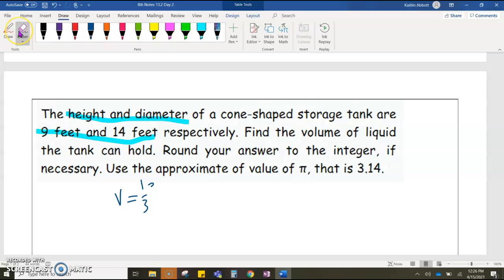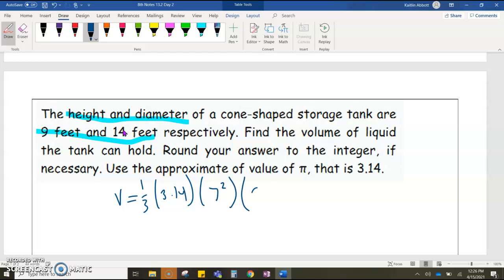1/3 times 3.14 times the radius. So we don't want diameter, we need a radius of 14, and so we have to cut that in half. So 14 divided by 2 is 7, so we have 7 squared times 9. And 7 squared is 49.